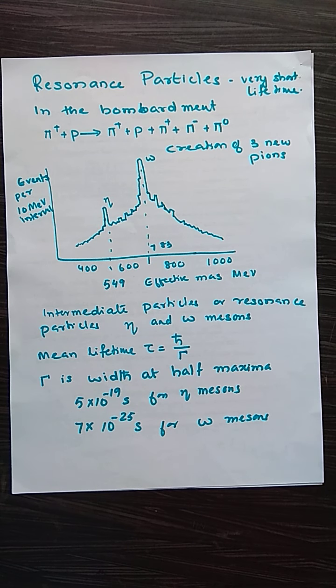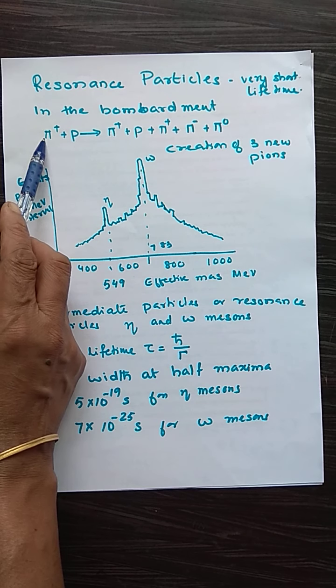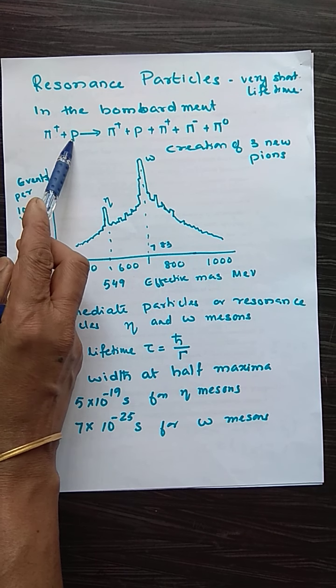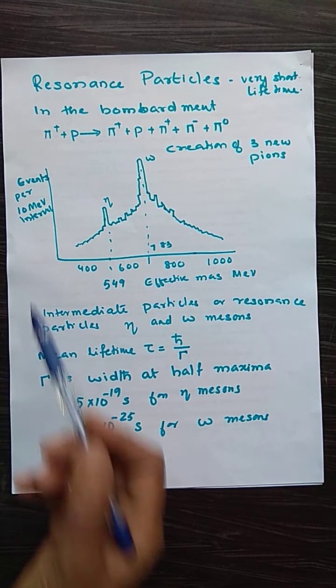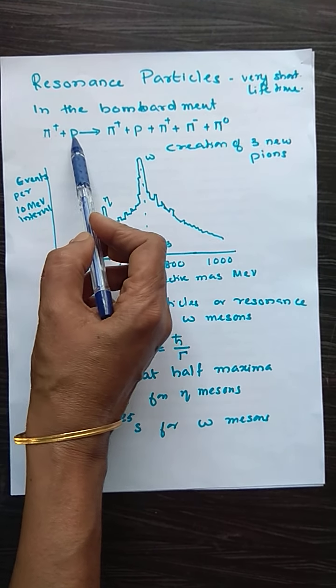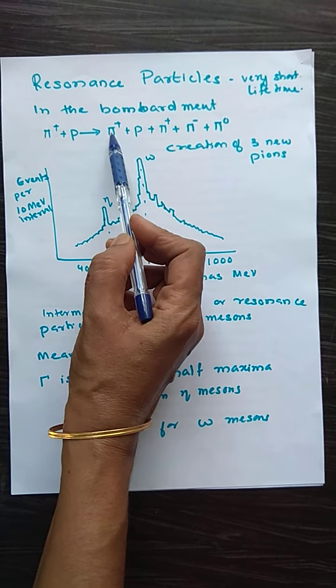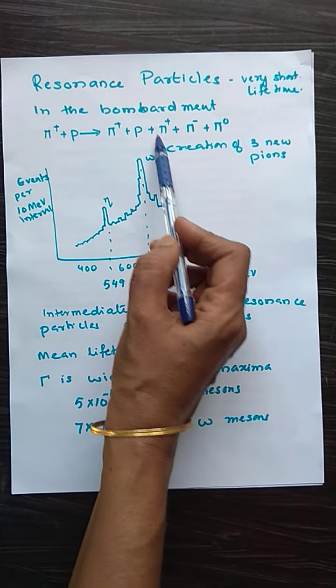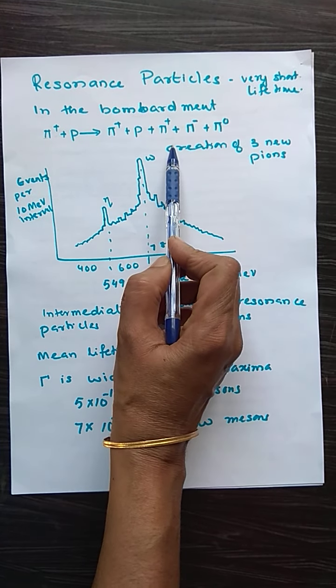Then there are very short-lived particles. They are called resonance particles. If you observe the bombardment of a pi plus meson interacting with a proton, in the interaction 3 new pions are generated. There will be pi plus and proton, and 3 new pions are created.